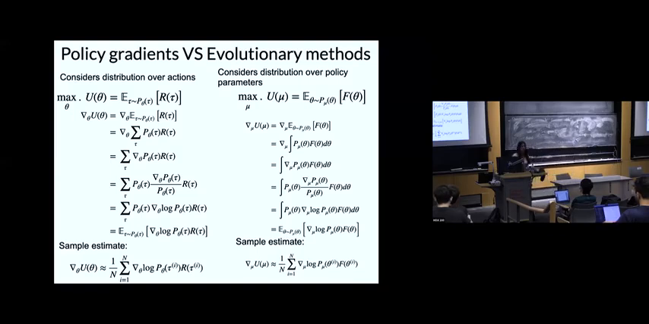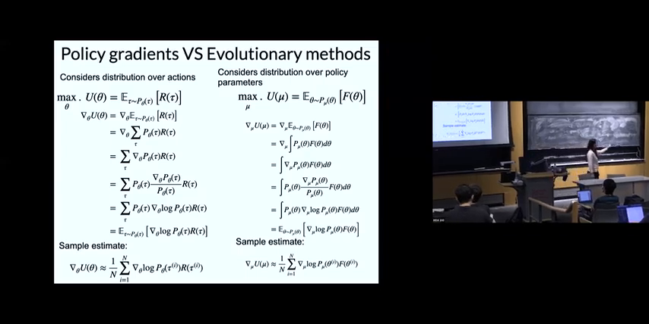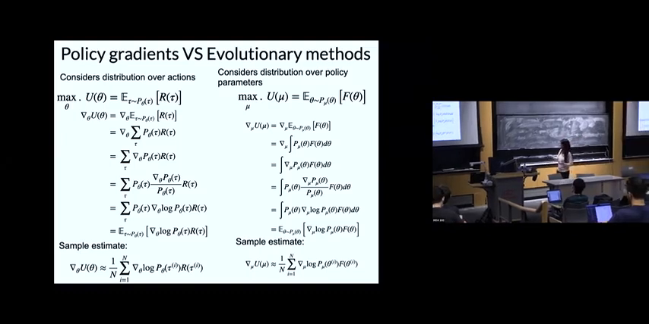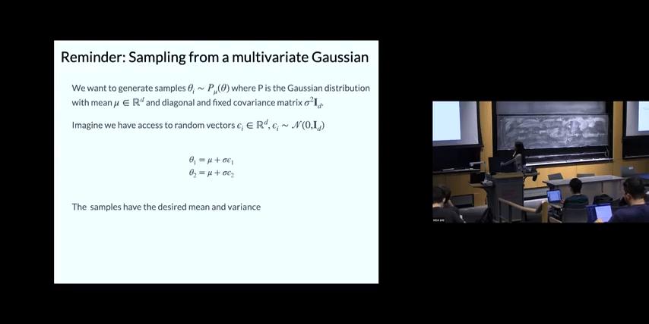So in both cases, we're sampling. In one case, we're sampling actions. And in the other case, we're sampling what? Parameter vectors. And the other expectation over trajectories is all hidden inside that f of theta, the fitness score for a specific parameter vector. Okay, great. So policy gradient samples in action space and evolutionary search samples in parameter space.